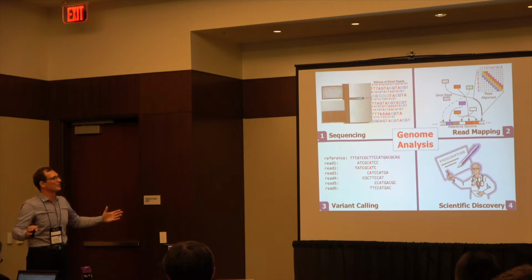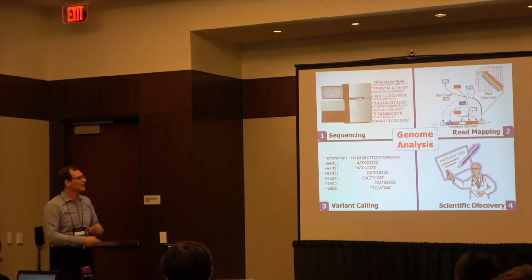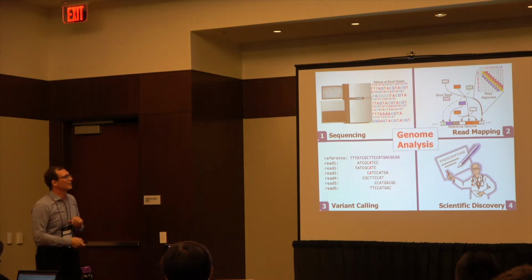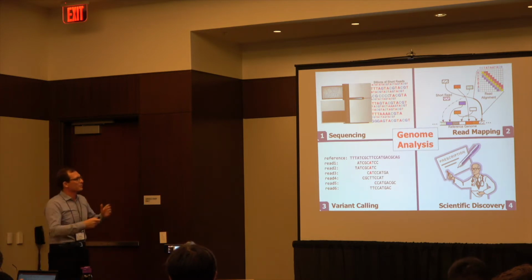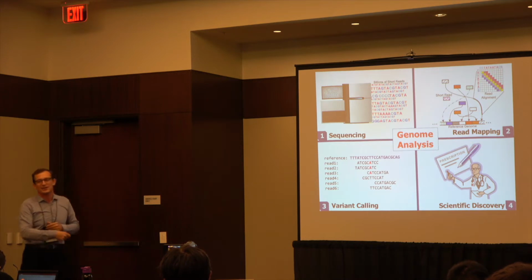So we have all these small fragments. How do they fit together? How do we construct the entire genome out of that? That's what I'm going to be focusing on, read mapping. Why is this important? Because this enables everything else that comes after.